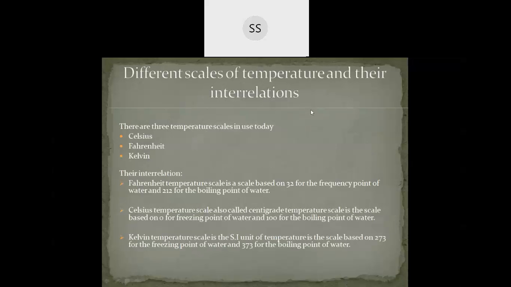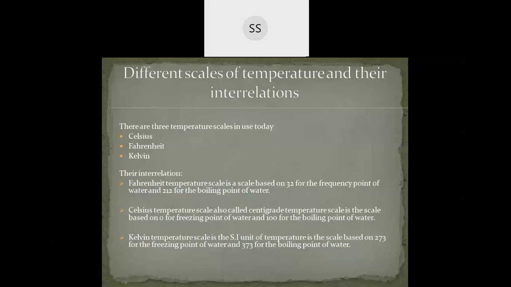So, different temperature scales and their interrelations. Basically there are three types of temperature scale: Celsius, Fahrenheit and Kelvin. They have some interrelationship between them. The Fahrenheit scale is based on 32 for the freezing point of water, and 212 Fahrenheit is the boiling point of water.